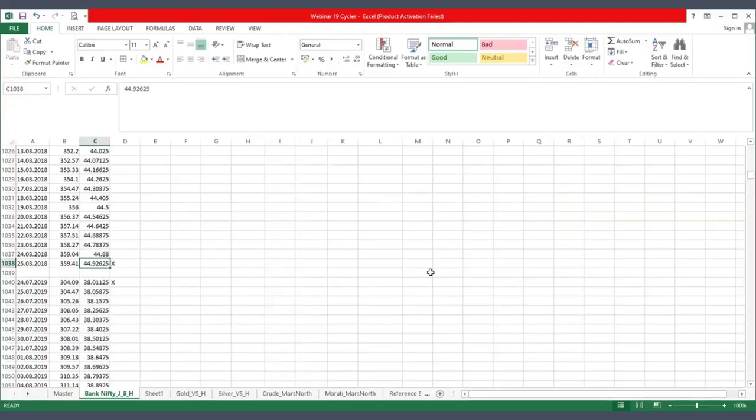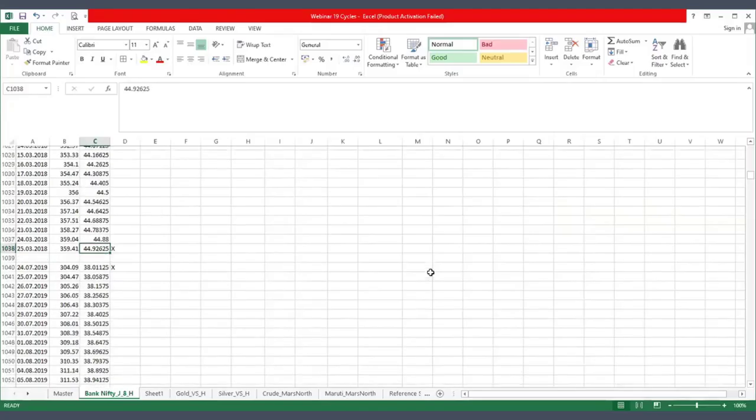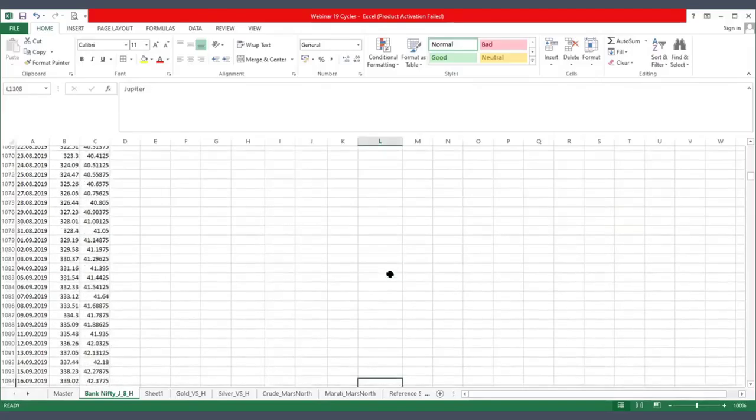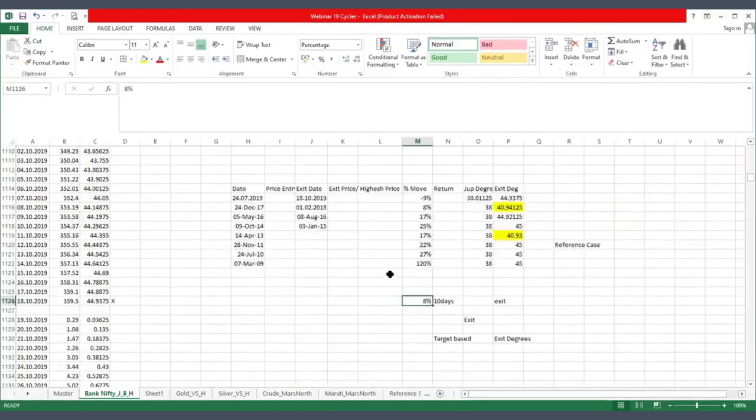Yes. So Amitabh ji is saying whatever comes earlier, 8% or 45, you can exit. Yes. Now let's say your target is not 8%, your target is 17%. So follow that same thing in here. If your target 17% comes, you exit, or that exit degree comes, exit. No problem. Okay. Now let's proceed.